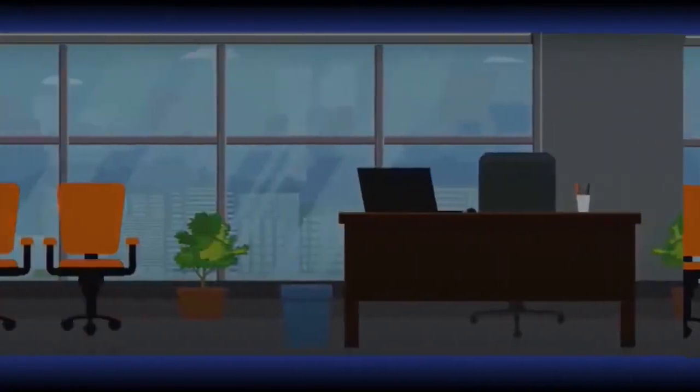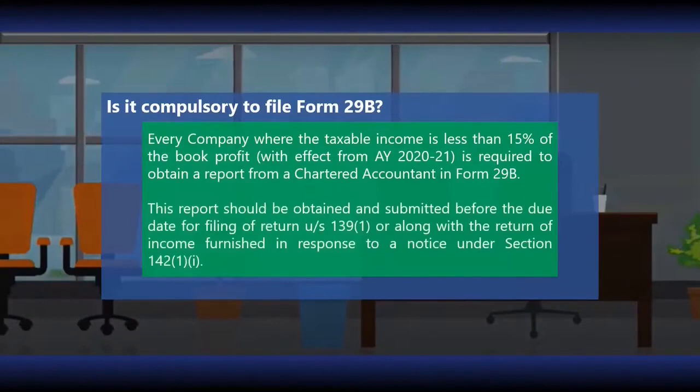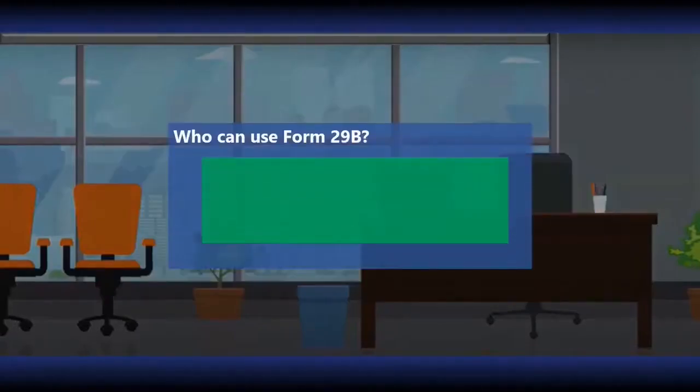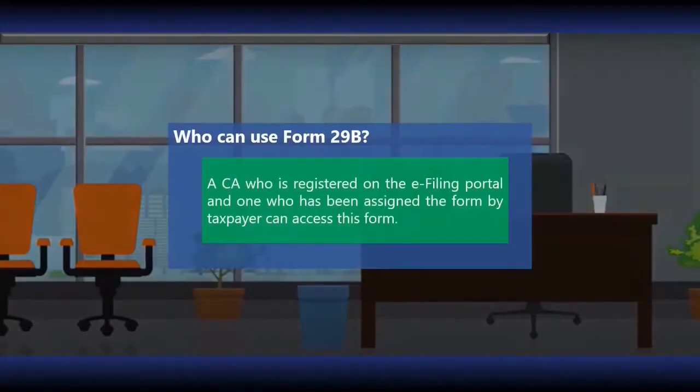The form is required to be filed by every company where the taxable income is less than 15% of the book profit. The company is required to obtain a report from a chartered accountant in Form 29B. This report should be obtained and submitted before the due date of filing the return under Section 139(1), or along with the return of income furnished in response to a notice under Section 142(1), Clause 1. The form can be used by a chartered accountant who is registered on the e-filing portal and one who has been assigned the form by the taxpayer.